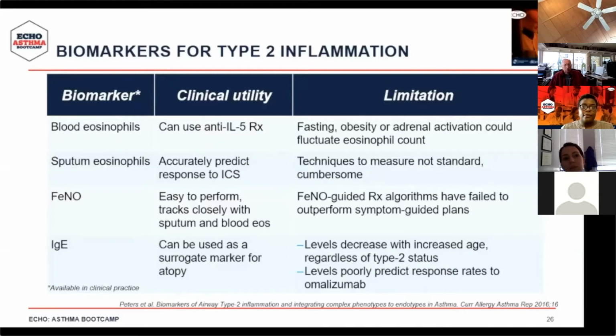Sputum eosinophils can be checked. These are not routinely checked in clinical practice because techniques are not necessarily standard.